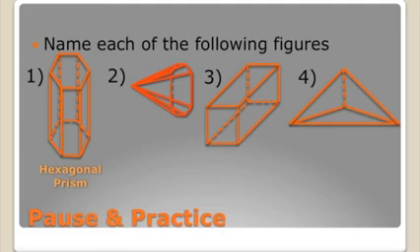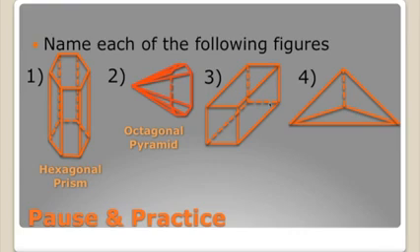Number 2, we should be able to tell right away that it's not a prism, that it's a pyramid. Well, why is it a pyramid? It's a pyramid because it only has one base. And because it's a pyramid, now that we know what the base is, we can say exactly what kind of pyramid it is. Since the pyramid has 8 sides in the base, it's an octagonal pyramid.